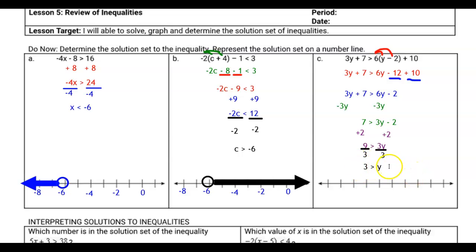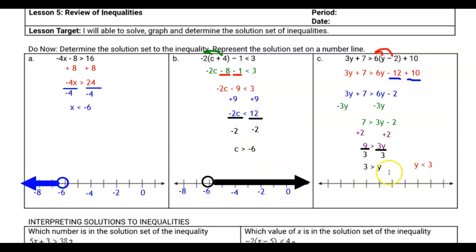Since I'm writing it the other way, I'm going to have to change the direction of that inequality. So 3 is bigger than y, which means that y is smaller than 3. The comparison is the same. 3 is bigger than y. 3 is still bigger than y. I just wrote it in a way that I am used to so that I can graph it.